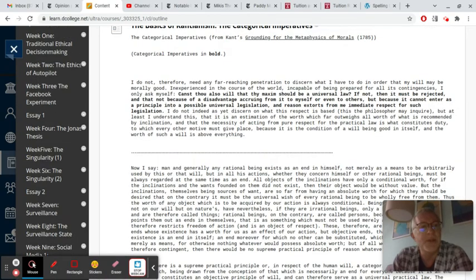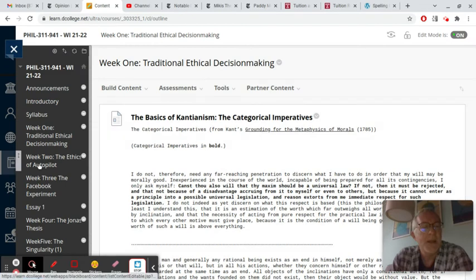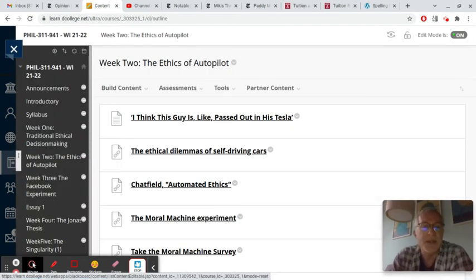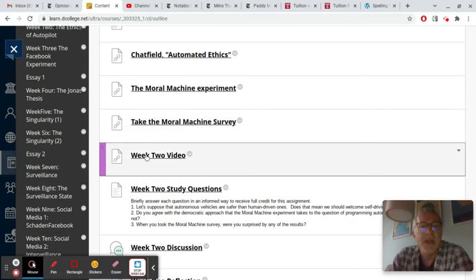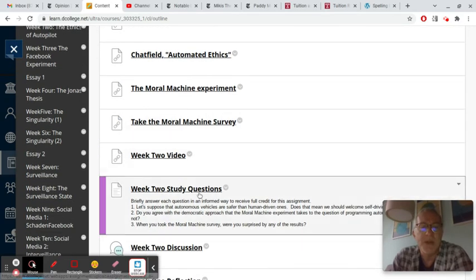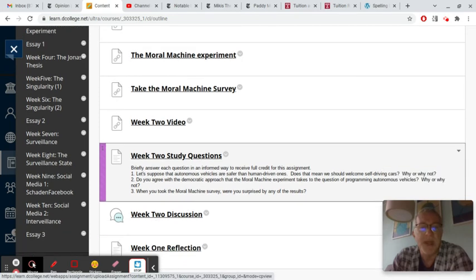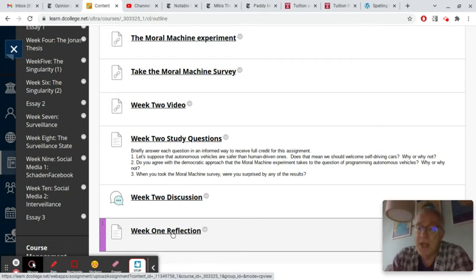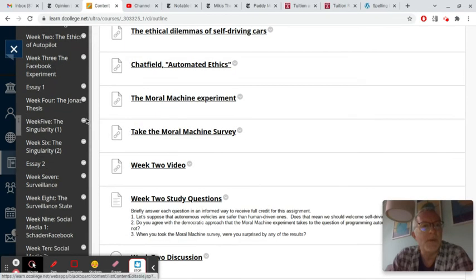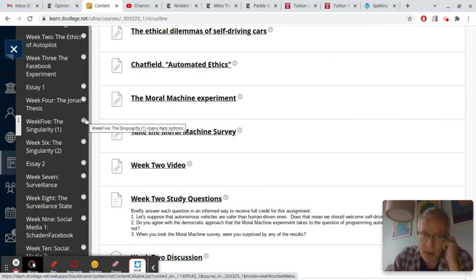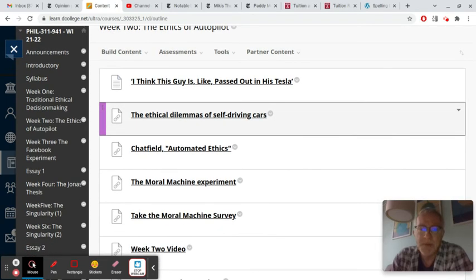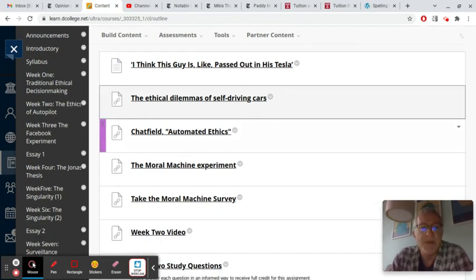But if we move to week 2, you'll see that there's one more weekly assignment that will start in week 2. Again, we have our readings, we have the video that I made, we have another weekly assignment, in this case study questions, we have the weekly discussion board, but then we have the reflection. So let's take a look at a typical setup. Obviously, the readings need to be done. The most important thing is to familiarize yourself with them.